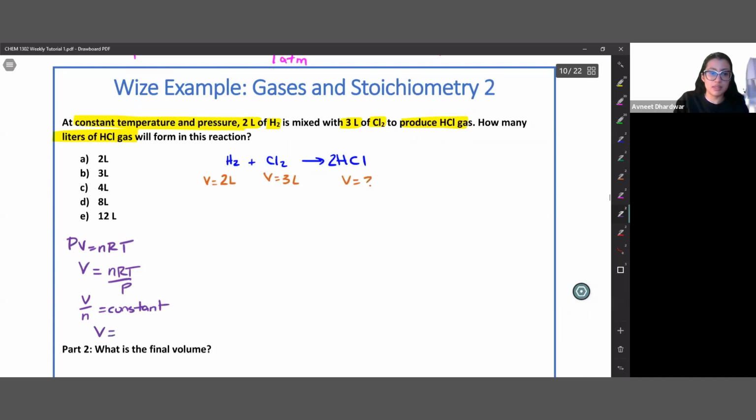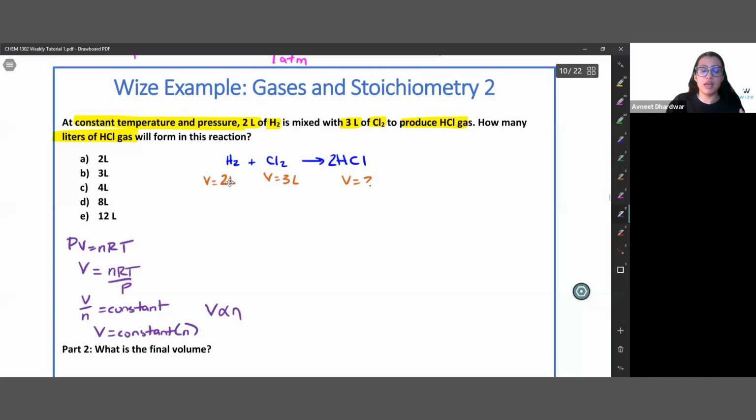And so now we can see that, oh okay, in these conditions, volume is directly proportional to moles. So instead of using moles, we can actually just use volume, and it's a lot simpler. So now we know we can use volumes as we normally would use moles. So we are using volumes in the place of moles.